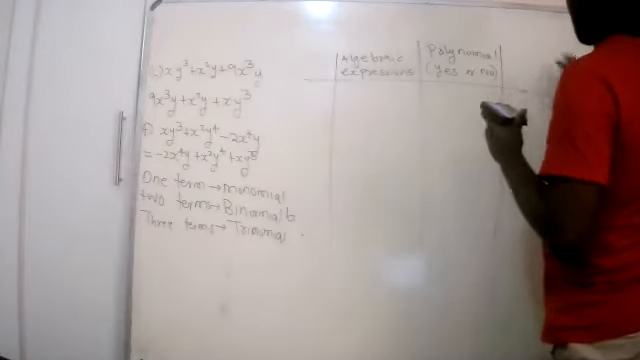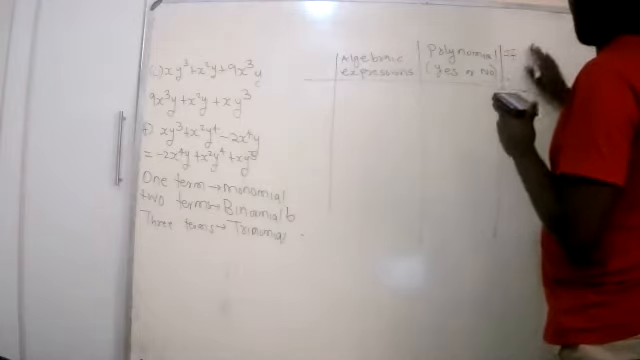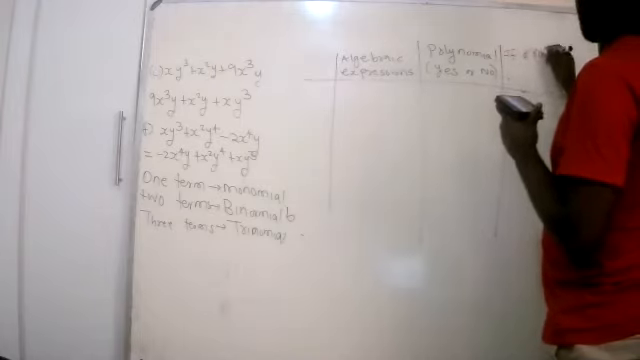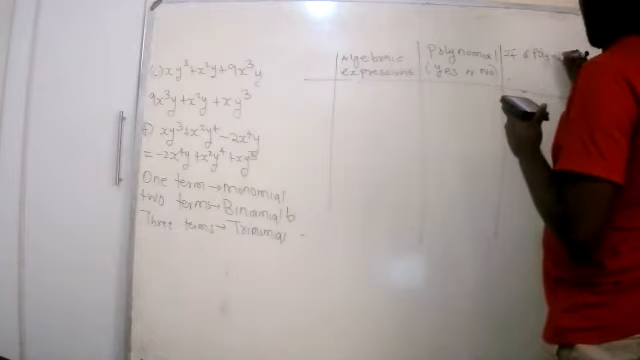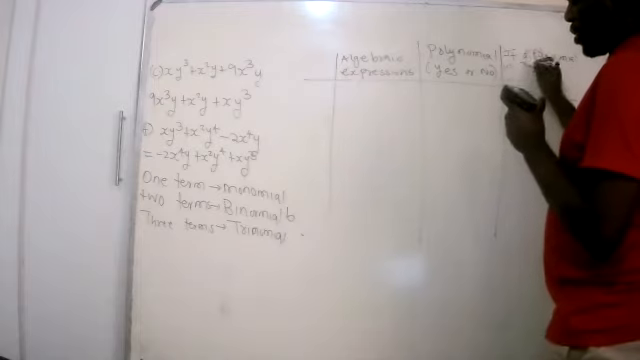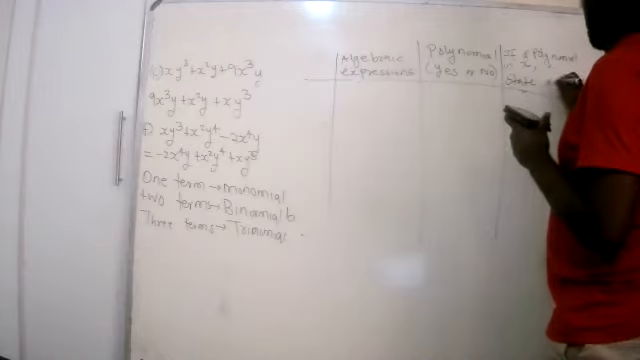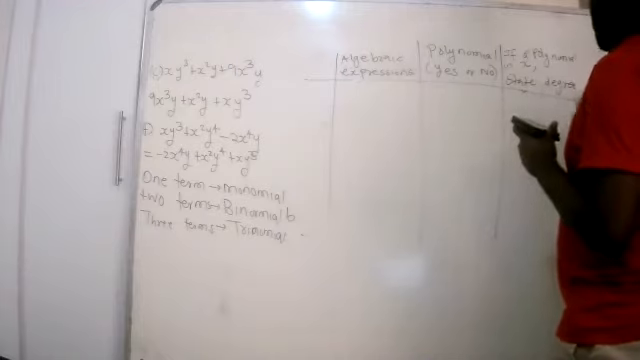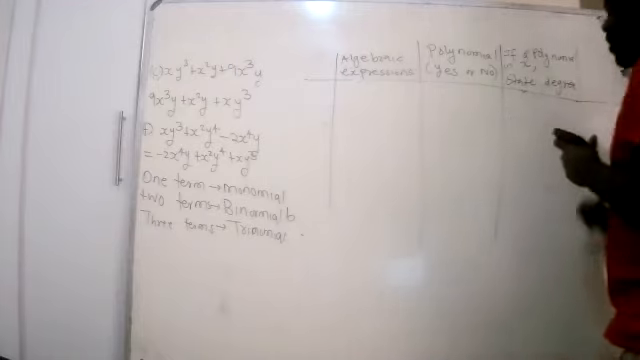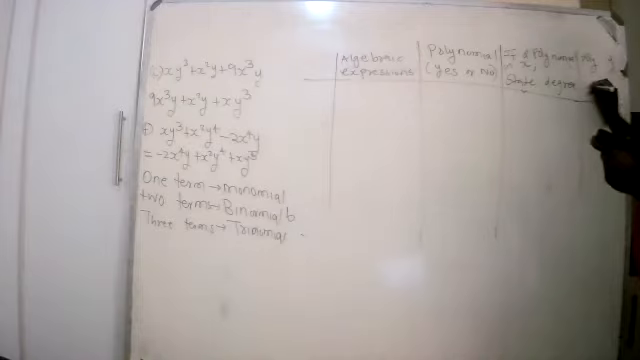Let me write it in full. Is it a polynomial in x, and the degree; and then the last column is, is it a polynomial in y. Polynomial in y, and then we need to state the degree.